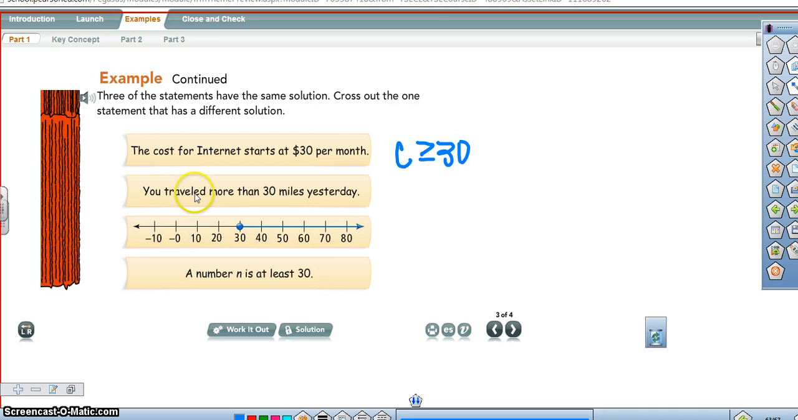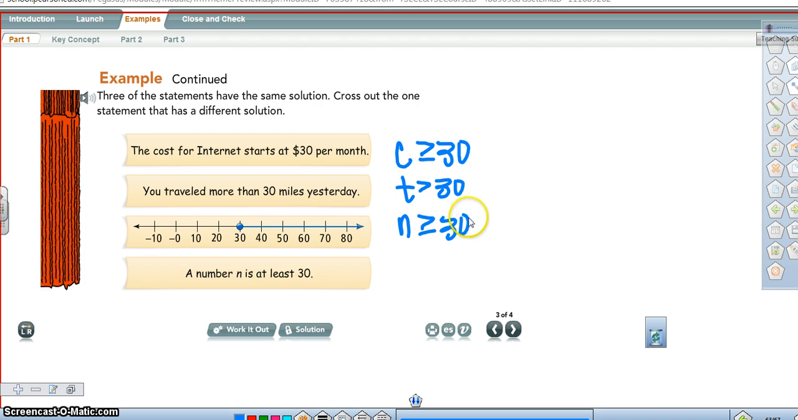All right, on this one, you traveled more than 30 miles yesterday. It doesn't say you traveled 30 miles. It doesn't say you traveled less than 30 miles. It says you traveled more than 30 miles. So your travel was greater than 30. In this picture, we see a filled in dot. That does mean that 30 is a possible solution, like we are talking about exactly 30, and we can see it's shaded as more than 30. So this would be that our value is greater than or equal to 30.